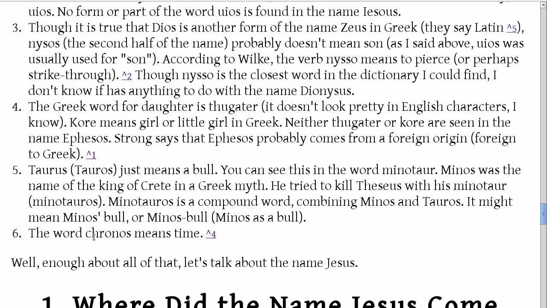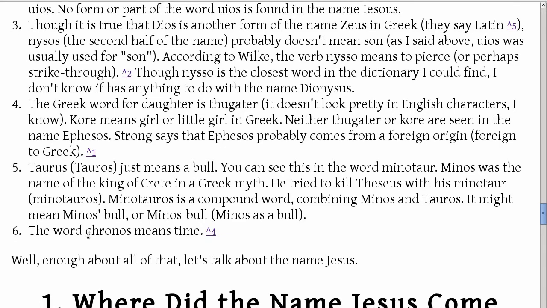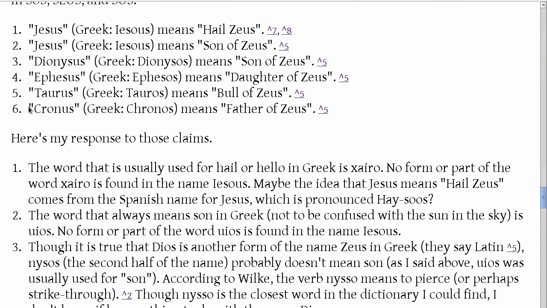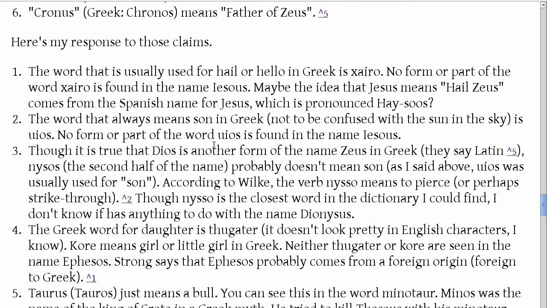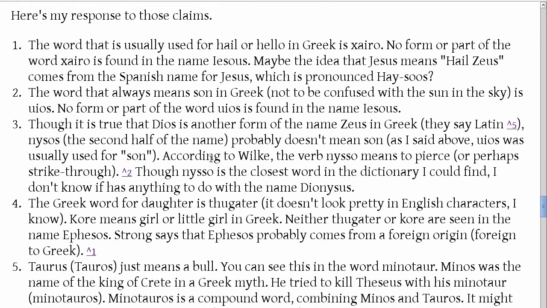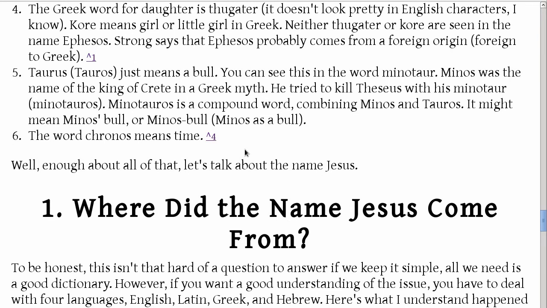The word Kronos means time, which is where the name of the pretend god Cronus comes from. Kronos, time. It has nothing to do with their claim that Cronus means father of Zeus. And wouldn't that be kind of convenient if Cronus meant father of Zeus? That meant everything revolves around Zeus, when supposedly he's his father. That doesn't even make any sense, even just looking at it in English. It's kind of hard to believe, unless you believe that they know what they're talking about, and then you could be like, well, maybe it does.